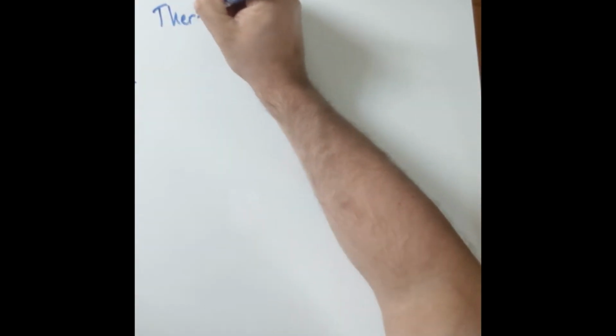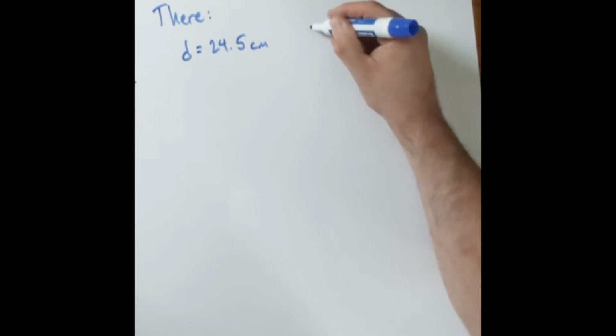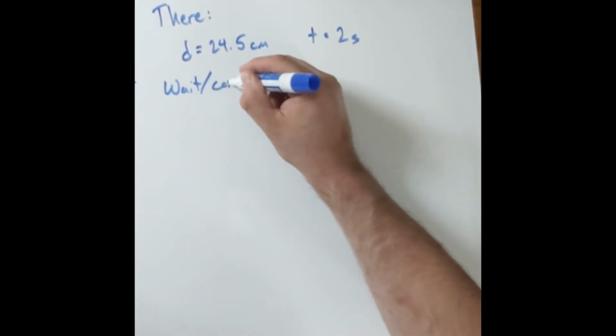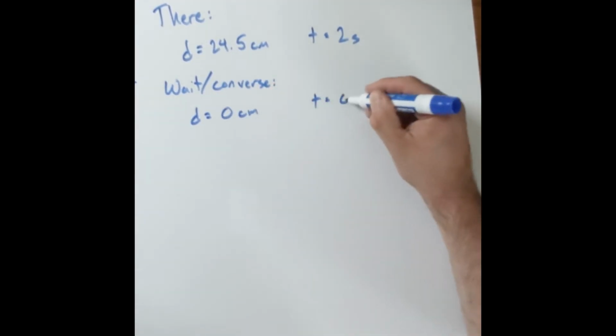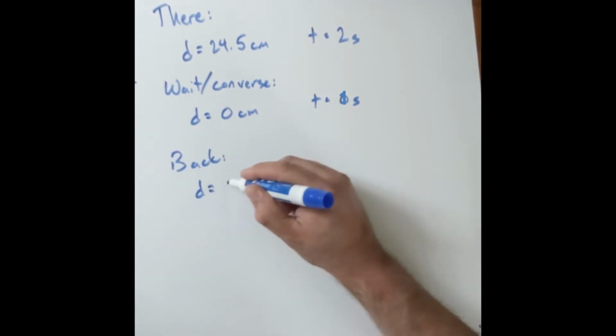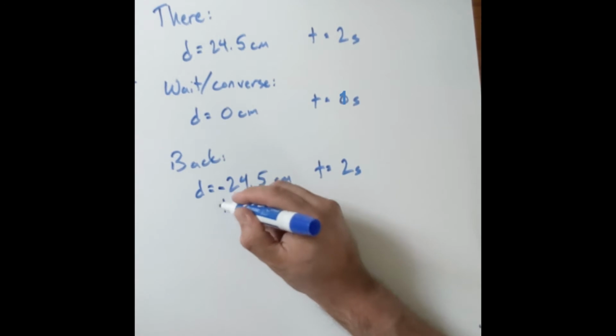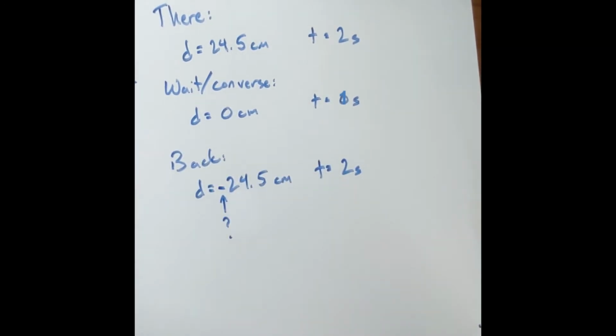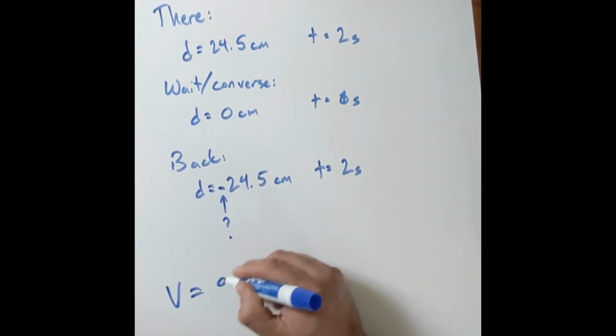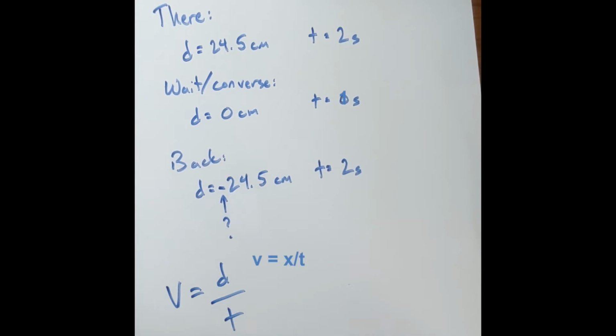To get there, he went 24.5 centimeters in 2 seconds. He spent 1 second having a stupid conversation with his friend, and to get back, he went another 24.5 centimeters in 2 seconds. Or is that negative 24.5 centimeters? That's going to depend whether we're calculating velocity or speed. And either way, we're going to do that using the equation v equals d over t. For you AP kids, that's v equals x over t.